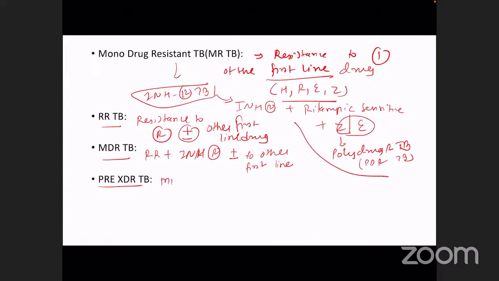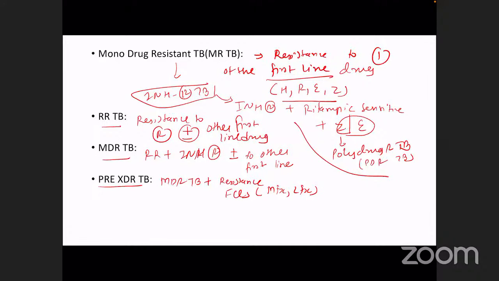Pre-XDR-TB is basically MDR-TB plus resistance to fluoroquinolones. I hope this is very clear. This is basically called pre-XDR TB, and everybody knows only two fluoroquinolones are being used for management of tuberculosis, that is moxifloxacin and levofloxacin. So resistance to any of these agents with MDR-TB is called pre-XDR-TB.